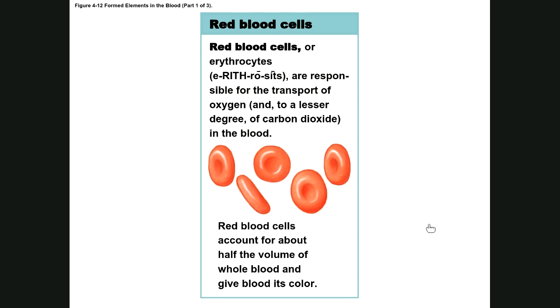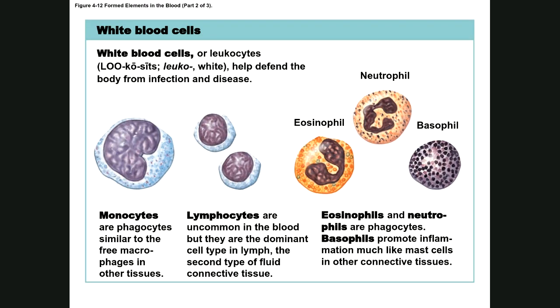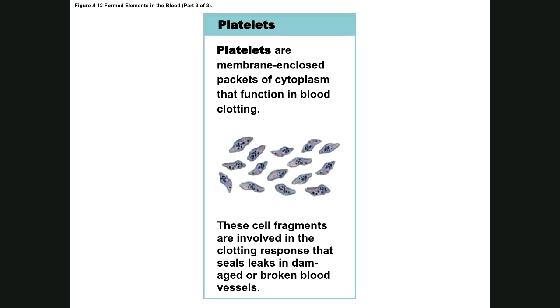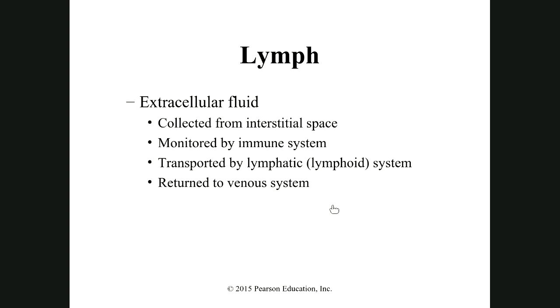Red blood cells, white blood cells, and platelets. Platelets play an important role in blood coagulation, clotting, if you will. Lymph typically comes from interstitial fluid, and just like blood travels in blood vessels, lymph is the fluid that flows in lymphatic vessels.